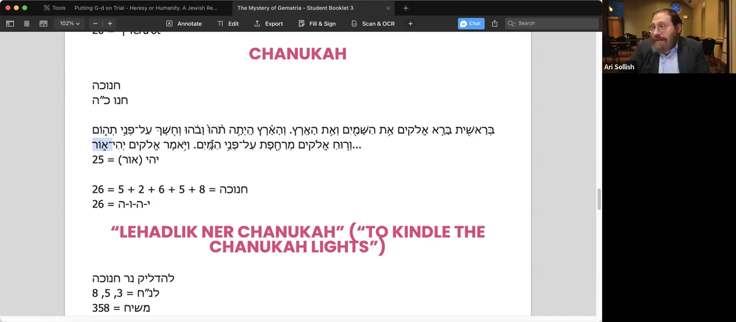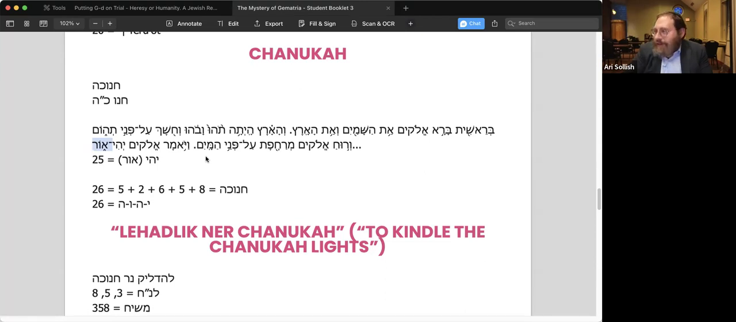Ar means light. Unbelievable. Chanukah is on the 25th day of Kislev. 25. Chanukah, the festival of lights. And the 25th word of Torah is Ar, light. But it gets even cooler. What's the word right before Ar? Yehi, which means let there be.